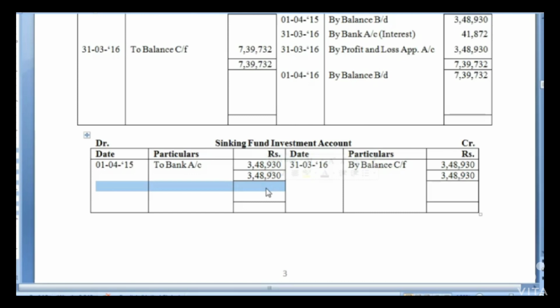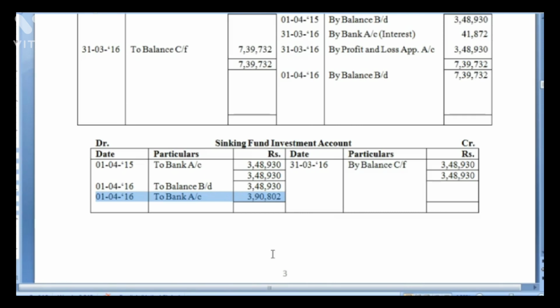અને 1/4/16 આવે એટલે ટોટલ રકમ ફરીથી કહું છું 3,48,930 અને 41,872 એ બંને રકમનું ટોટલ થાય અને અહીંયા ઇન્વેસ્ટમેન્ટ થઈ જાય. And that is to bank account and 3,48,930. કેમ એટલી જ રકમ આવી? ઇન્વેસ્ટમેન્ટ એવી તો હોવી જોઈએ. બેલેન્સ પહેલા બ્રોટ ડાઉન થયું and then after this amount, as I told you, this is 3,90,802. આ ઇન્વેસ્ટમેન્ટ એકાઉન્ટ છે, ધ્યાન આપજો બરાબર.